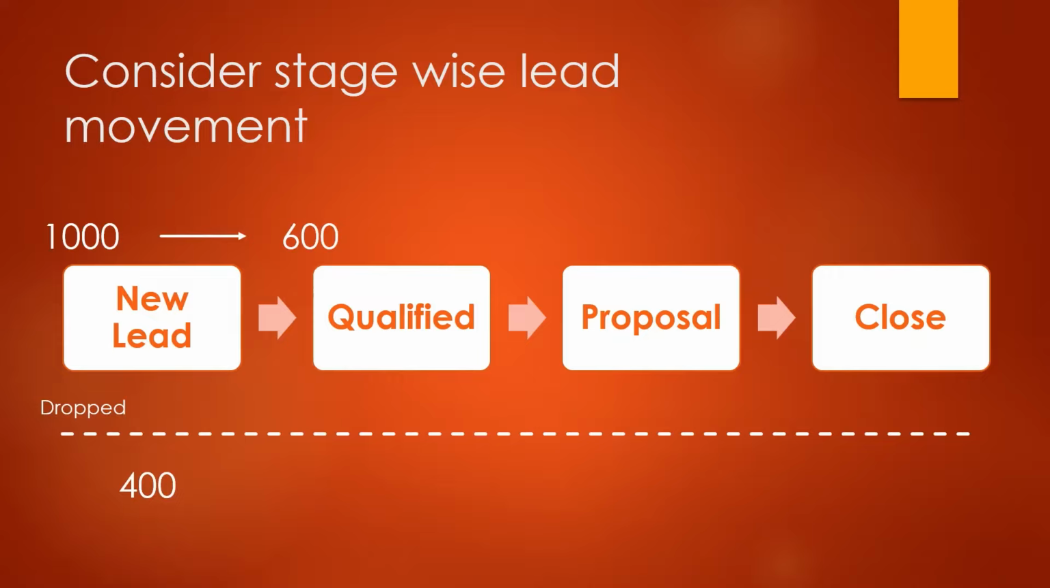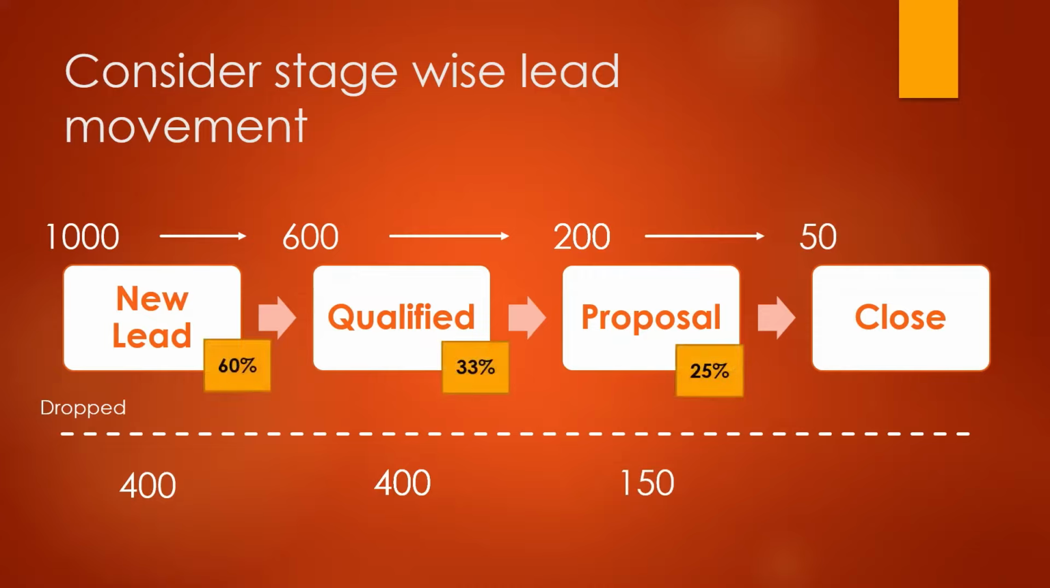So 600, 60%, move to the qualification phase. From there, another 400 drop off and 200 move to the proposal stage. So from 1,000 new contacts, you submit a proposal for only 20% of leads, that is 200. And eventually, of the proposals, 150 you either lose or the client stops responding, and what you close eventually is 50.